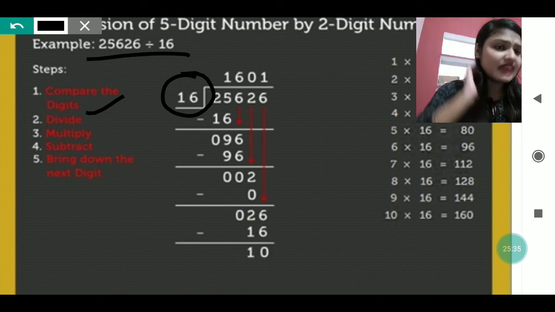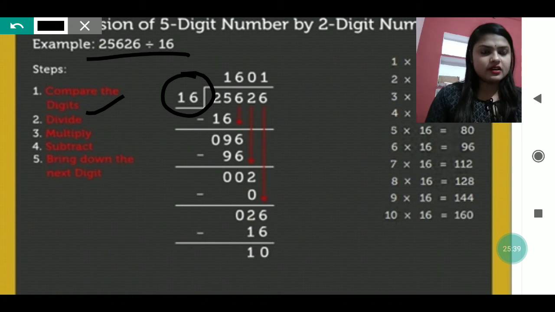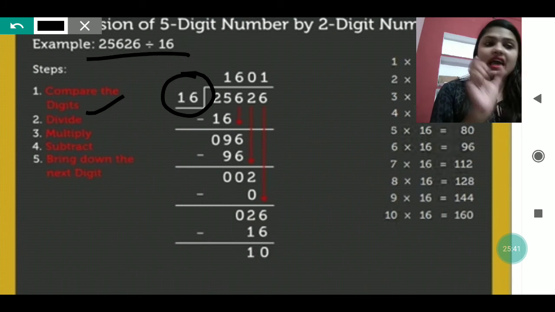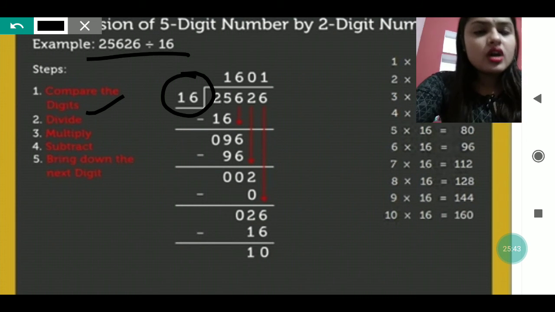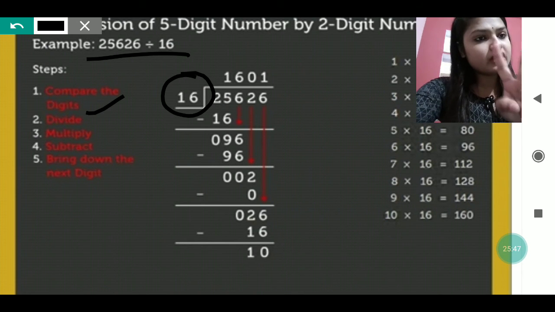So with that divisor, we have to divide that dividend. First, 16 is a 2-digit number, so we will start the division also with 2 digits. It means the first 2 digits we will take, that is 25.